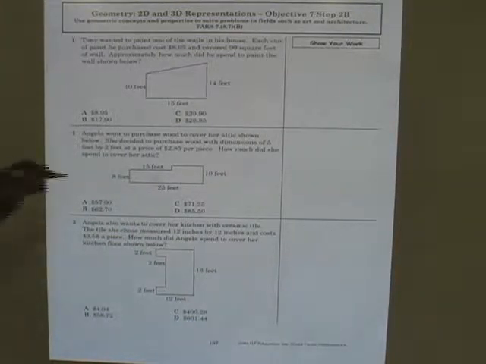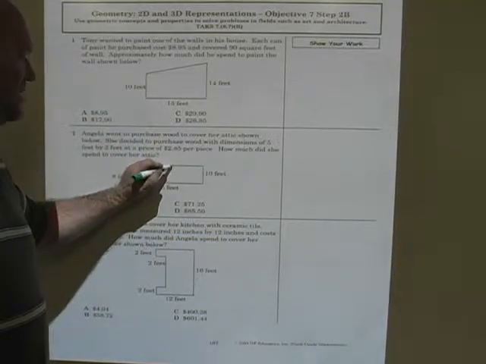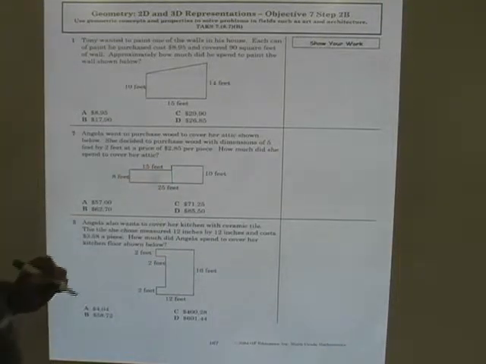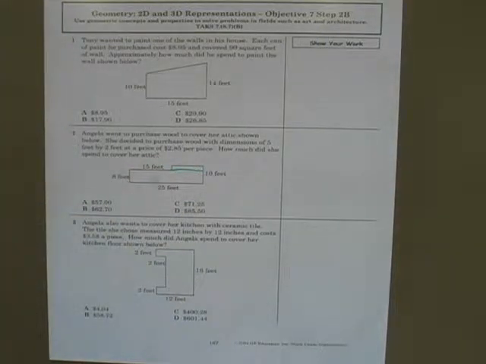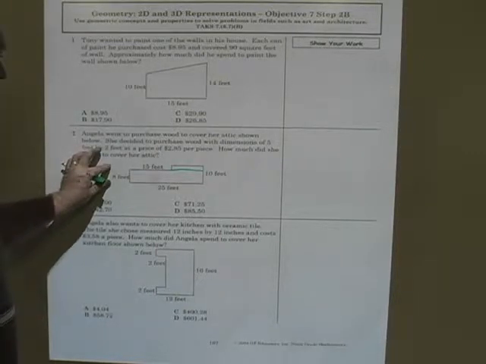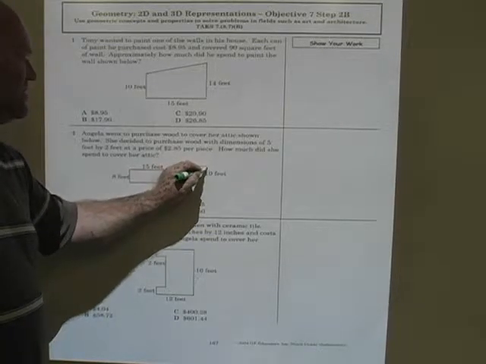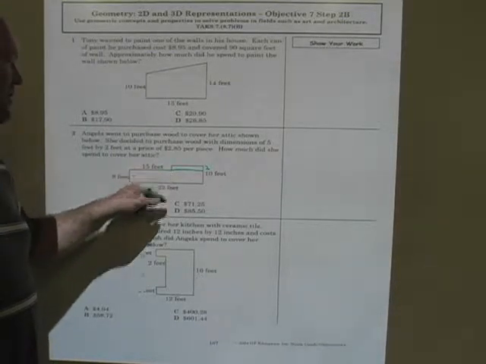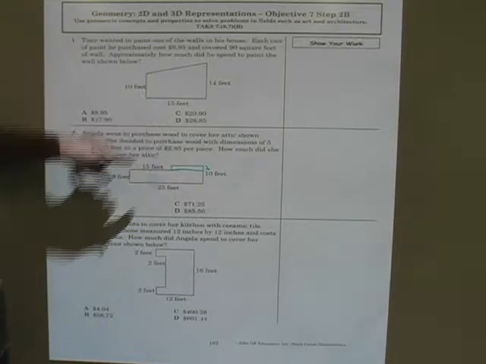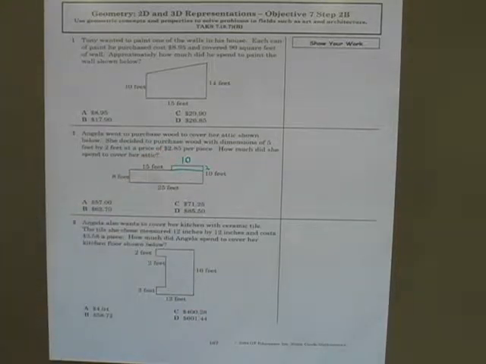Same type of problem. You want to divide this figure up into 2 pieces. You could either divide it there, or you could divide it right here. Okay? I'm going to do it this way. If this is 8, and this is 10, then this little piece right here has to be 2. And this is 15, and this is 25, and this piece has to be 10. Okay?